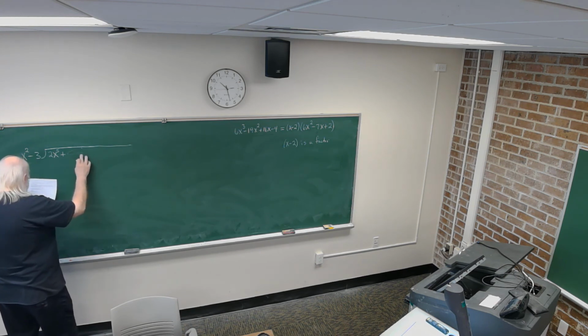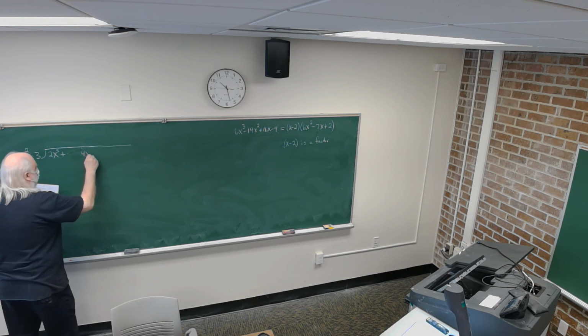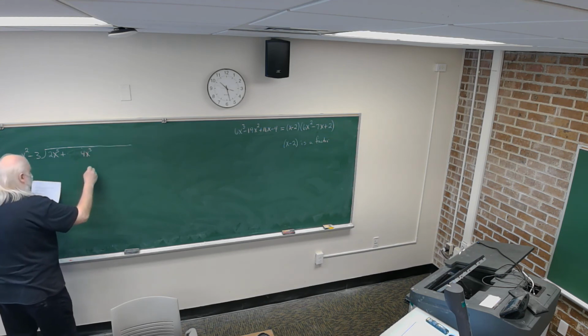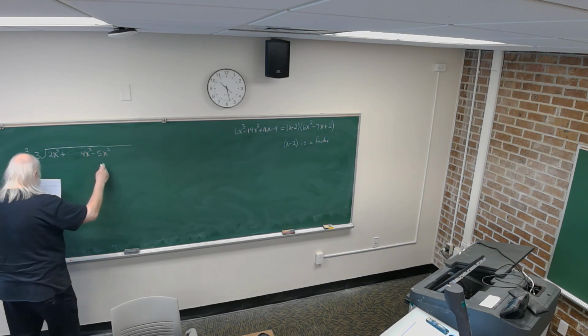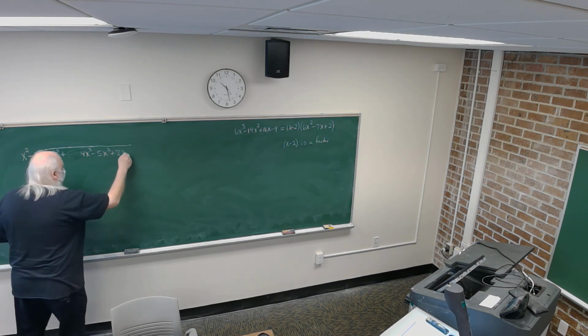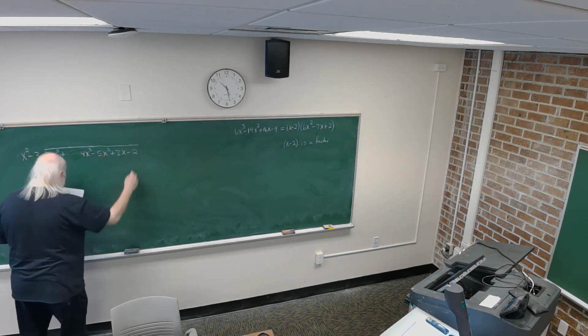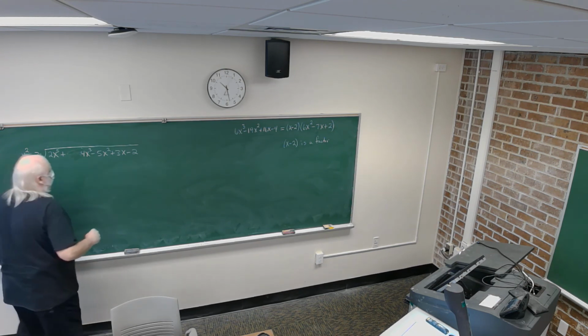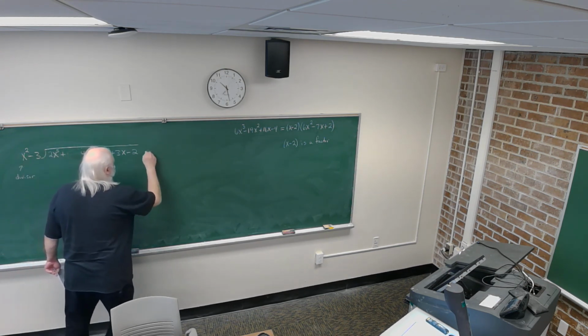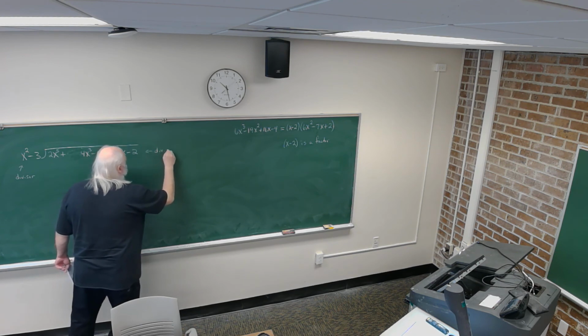And then we have 4x cubed minus 5x squared plus 3x minus 2. So again, x squared minus 3 is the divisor, and this fifth degree polynomial is the dividend.